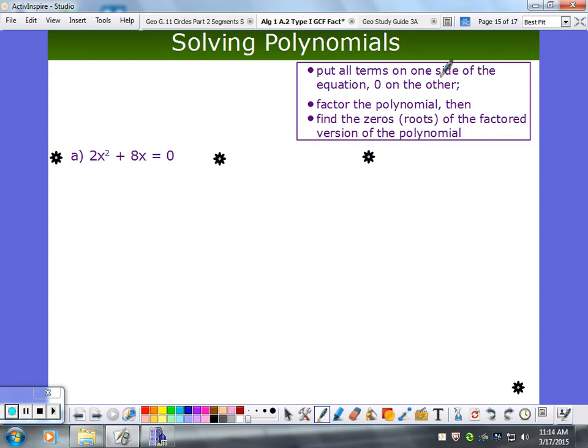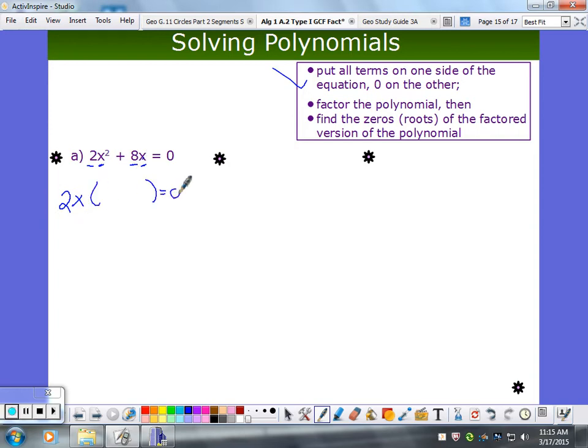It says put all terms on one side of the equation, 0 on the other. Okay, it already is. Factor the polynomial. Okay, so I've got a 2 and I've got an 8. Do they have anything in common? 2. Now let's look at the x squared and the x. Common factor? x. Does that have an x in it? So does that. I'm going to reverse distribute.